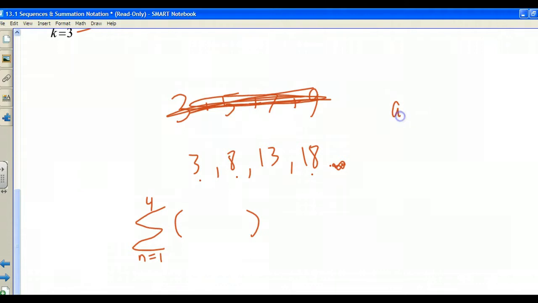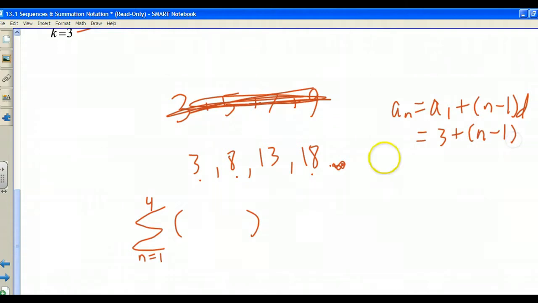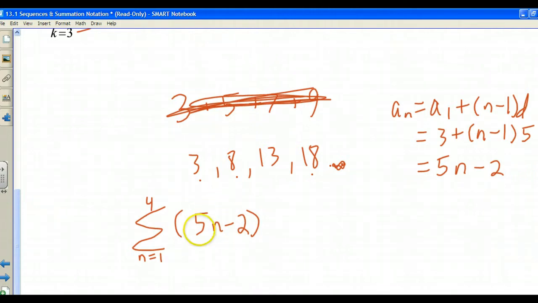And so we know that a sub n equals a sub 1 plus n minus 1 times d. So if you want to get the sum for this sequence, you just say that's 3 plus n minus 1 times 5, because we're adding 5 each time. And so we get 5n minus 5 plus 3 is minus 2. And that's what we put here, 5n minus 2.